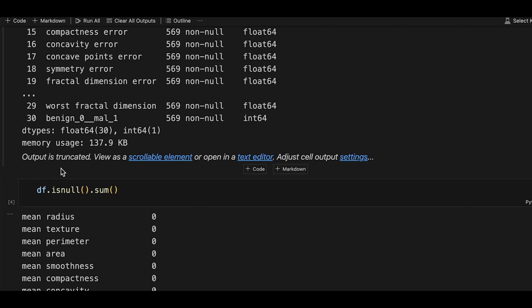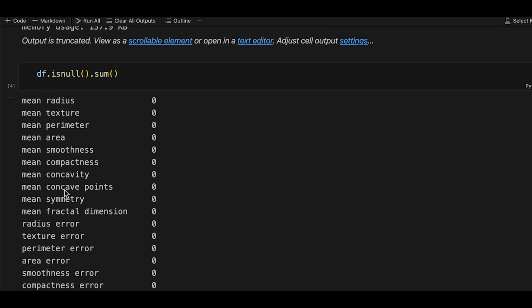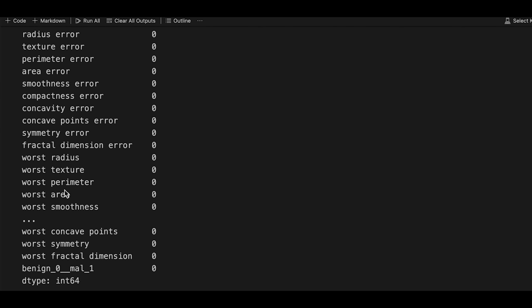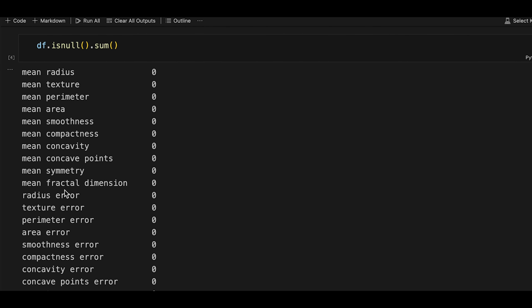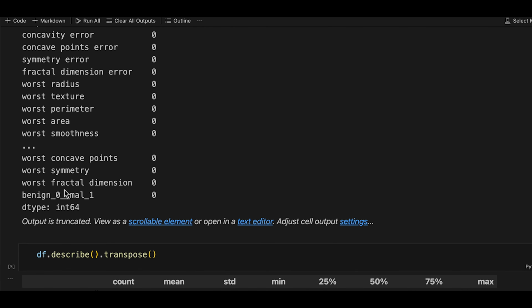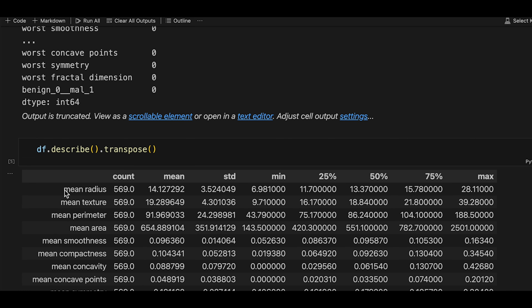Then we are trying to find out whether there are any missing values in these columns or not. In order to find that out, we can simply use df.isnull().sum, which will give the exact number of missing values in each of the columns that we have. If we carefully observe, there are no missing values in any of our columns, which we can clearly see from this. So now let's move on to the next one, that is df.describe.